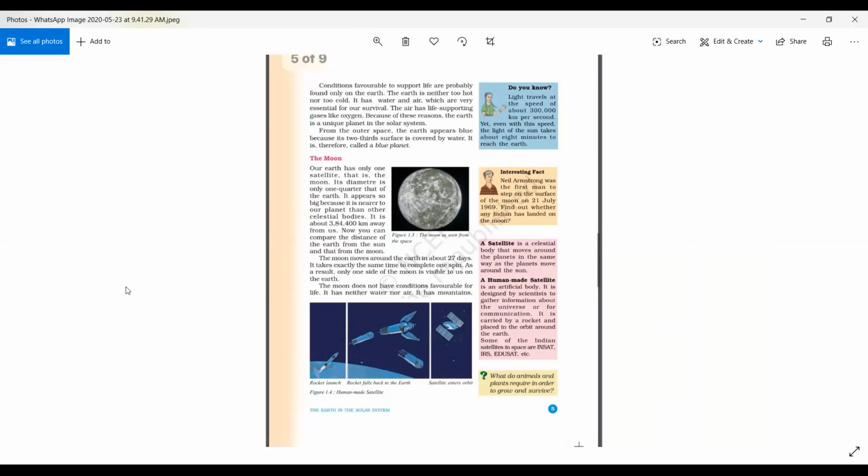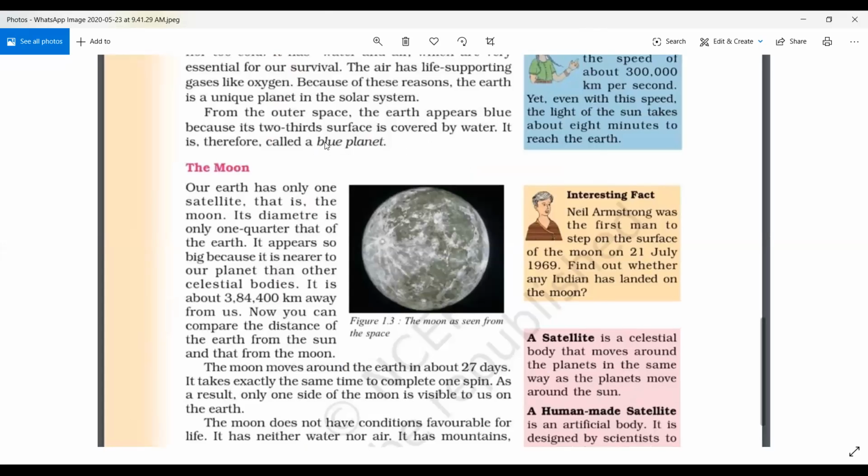Conditions favorable to support life are probably found only on Earth. The Earth is neither too hot nor too cold. It has water and air, which are very essential for our survival. The air has life supporting gases like oxygen. Because of these reasons, Earth is a unique planet in the solar system. Why is Earth a unique planet? Because it has some favorable conditions to support life. It is neither too hot nor too cold. It has water, air, right? So these are the reasons. From outer space, the Earth appears to be blue because two-thirds of the surface is covered by water.